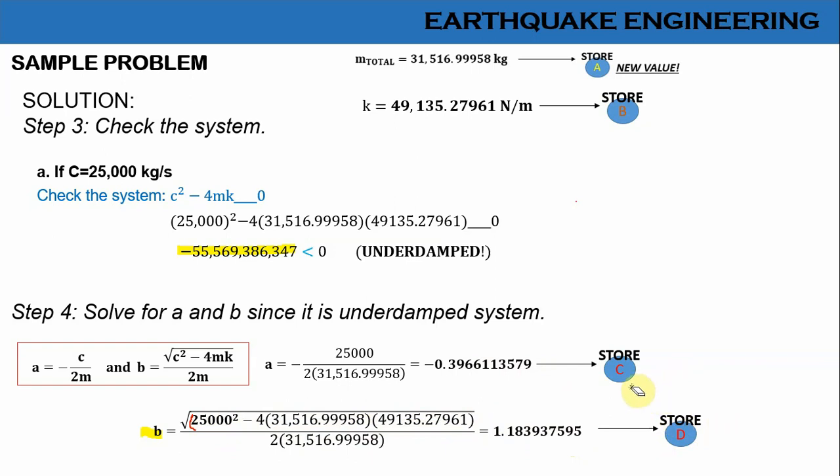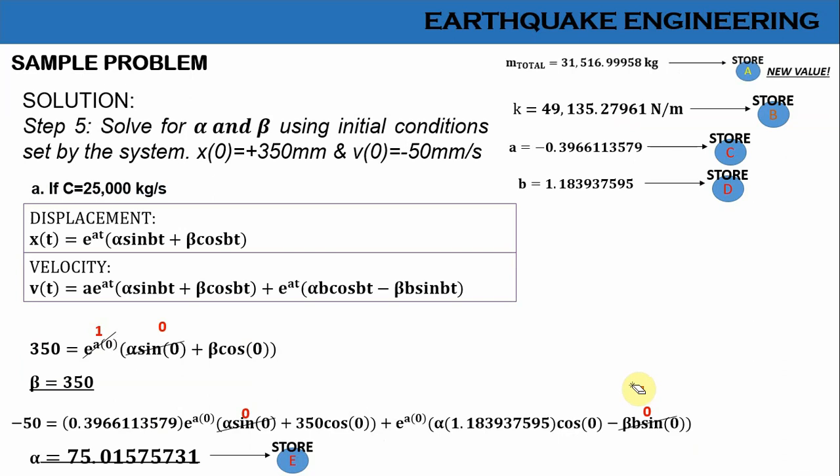After getting A and B, let's solve for alpha and beta using the initial conditions. The initial displacement is positive 350 mm and the velocity is negative 50 mm at t equal to 0. Since these are initial conditions, t is equal to 0. Now we need to use the displacement and velocity functions. Take note that A and B are stored in C and D, K is in B, and the total mass is in A.